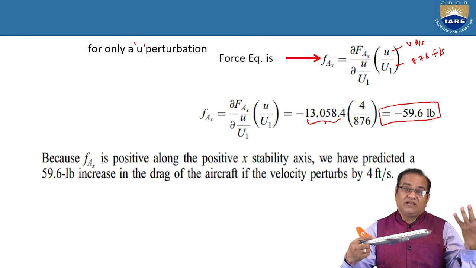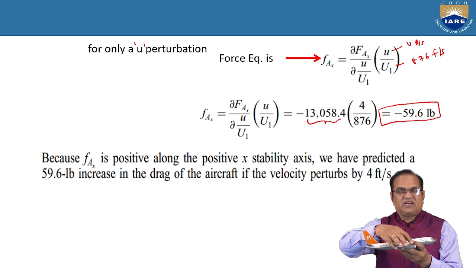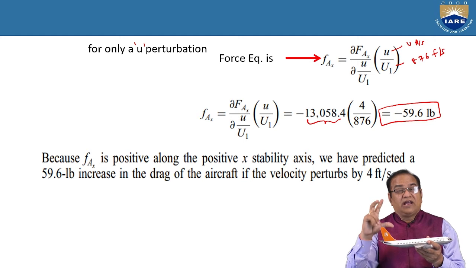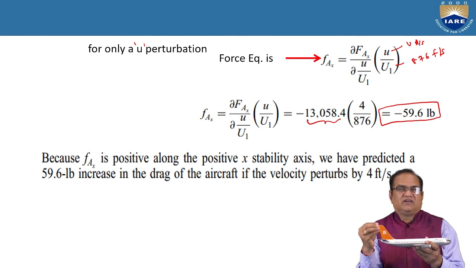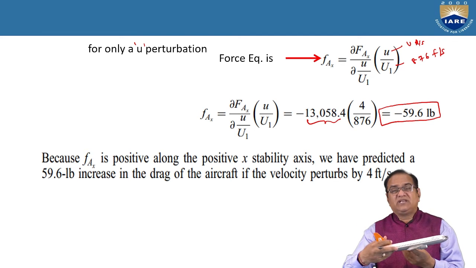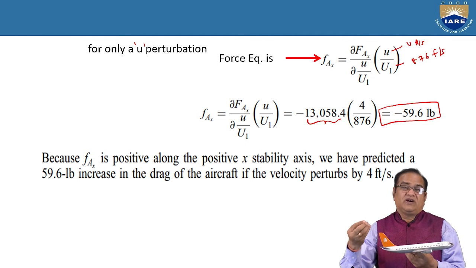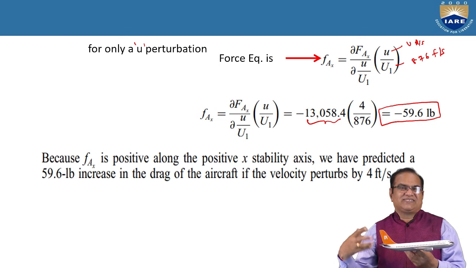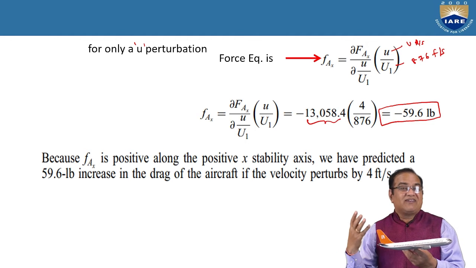Due to this, there may be some other complications like interference of the fuselage, interference of the wings, tail and all. Not only these 59.6 pounds of force, but this will also increase fuel consumption, and if fuel consumption is more, the fuel will generate so much pollution. Carbon monoxide and other pollutants will be in the atmosphere.